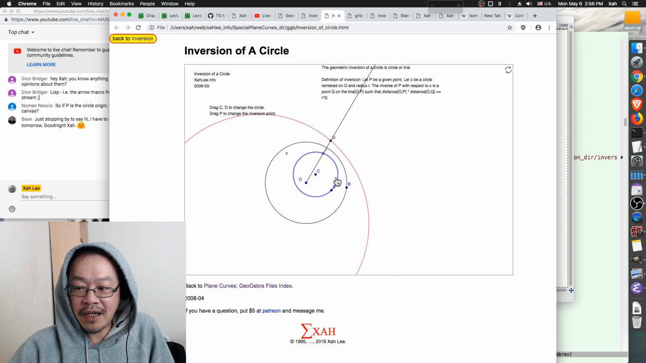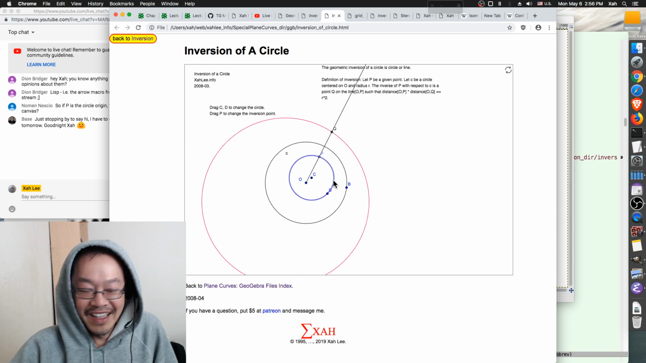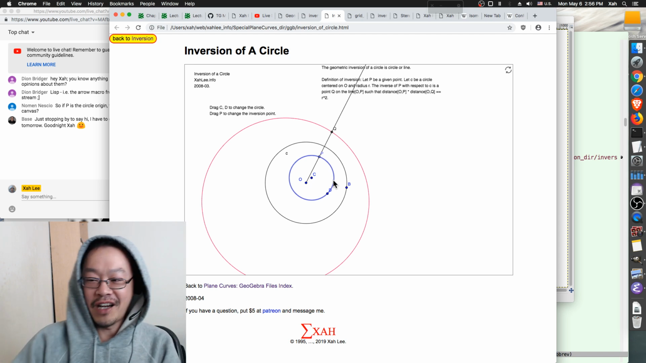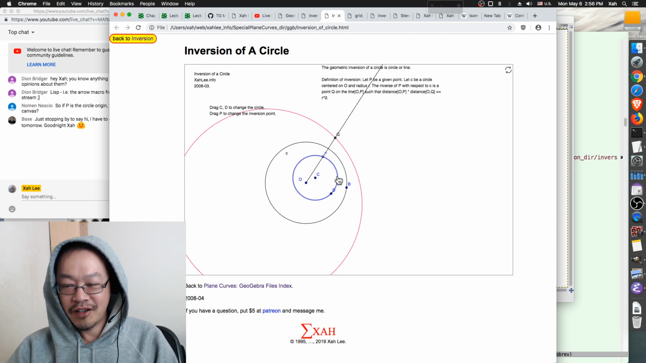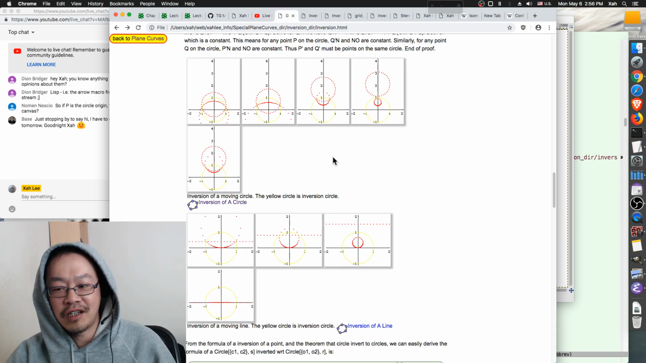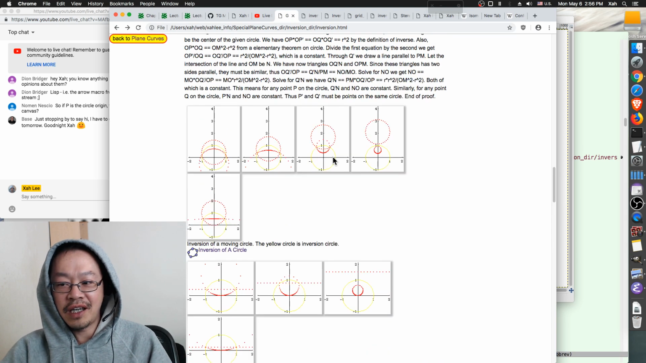And it warps back. So this is the fascinating thing about geometry and math. So anyway, how do you know circles become circles? I mean, can you prove it?